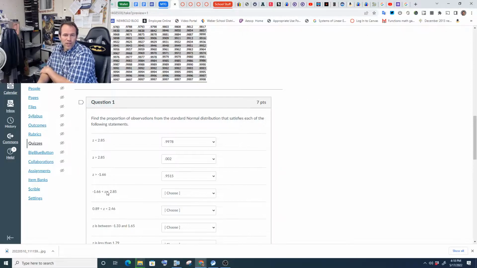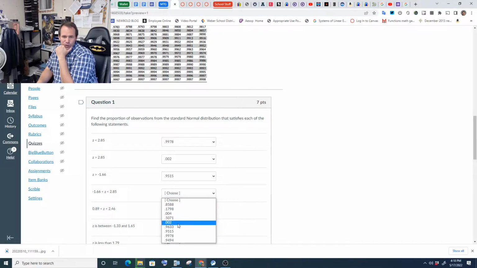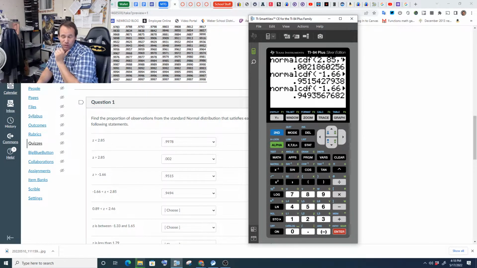Beautiful. And then if it says between two numbers, then you can just put those in there. Second enter. So if you can see, the calculator is so much easier. So get a graphing calculator. So much easier. So we would go negative 1.66 all the way up to, what are we doing? 2.85. And there we go. And so that's going to give us 0.9493. So 0.949, well, there it is. 0.9494, I guess, because that 5 rounds to a 4.